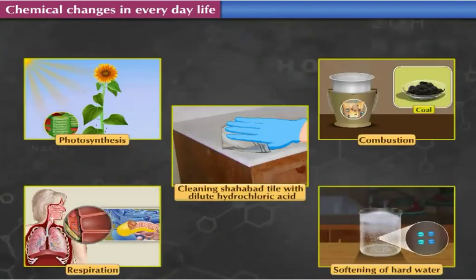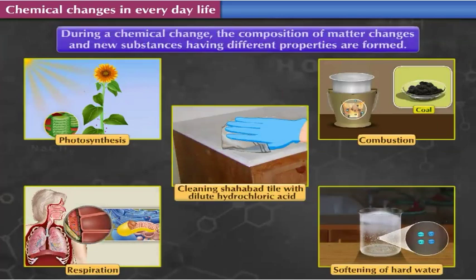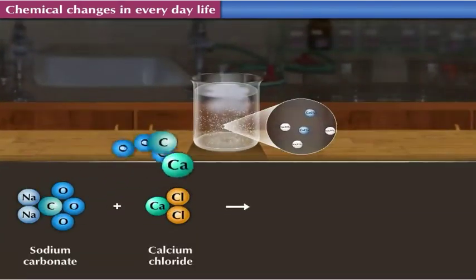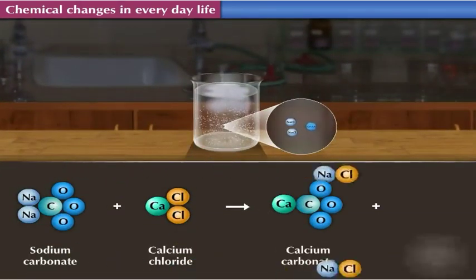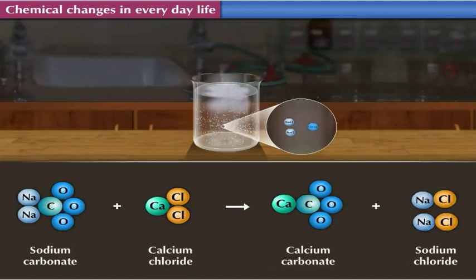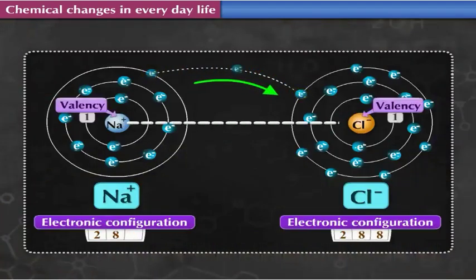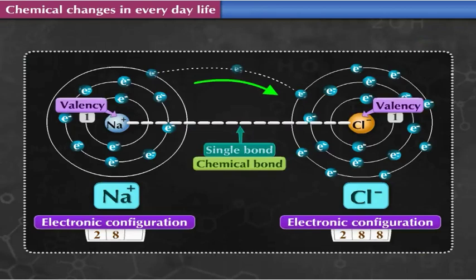In all these examples, we have seen that during a chemical change, the composition of matter changes and new substances having different properties are formed. When this happens, some chemical bonds in the reactants break and new substances called products are formed by the formation of new chemical bonds. We have learned that the valency indicates the number of chemical bonds an atom can form with other atoms. Now let us see what actually is a chemical bond.